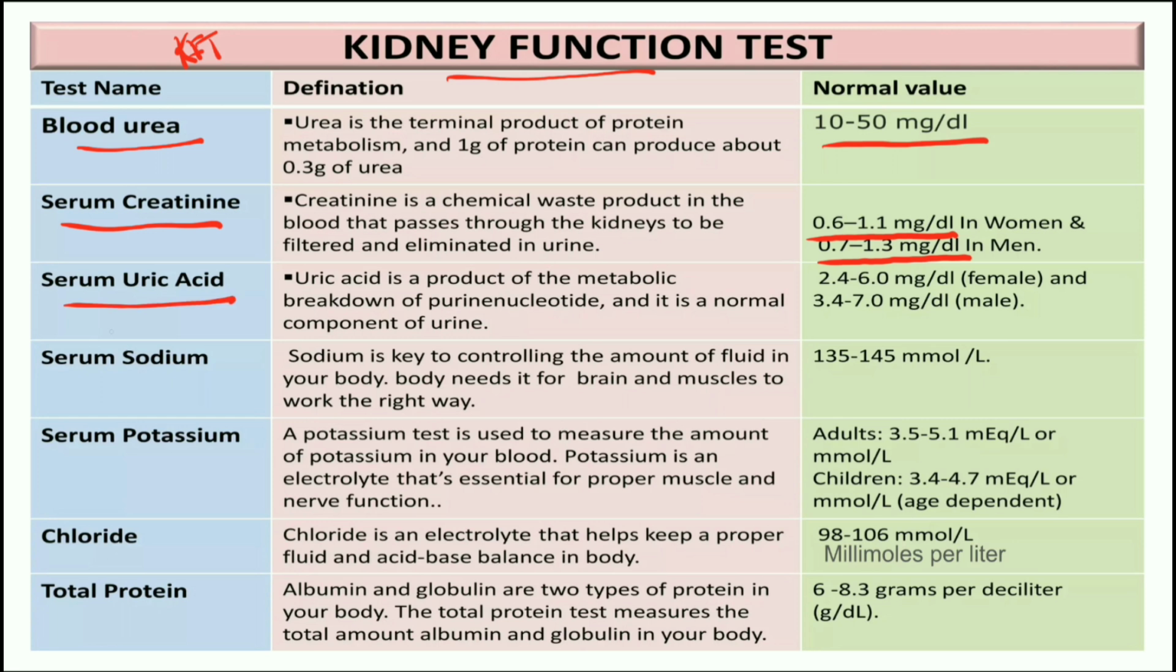The next parameter is serum uric acid. The normal range for men and women is different. For females, it is 2.4 to 6.0 milligram per dl, and for males, it is 3.4 to 7.0 milligram per dl. Uric acid is a waste product that your body makes when it breaks down chemicals called purines. Now, what are purines and where are they found? Purines come from your cells when they die. Purines are also found in many foods and beverages.